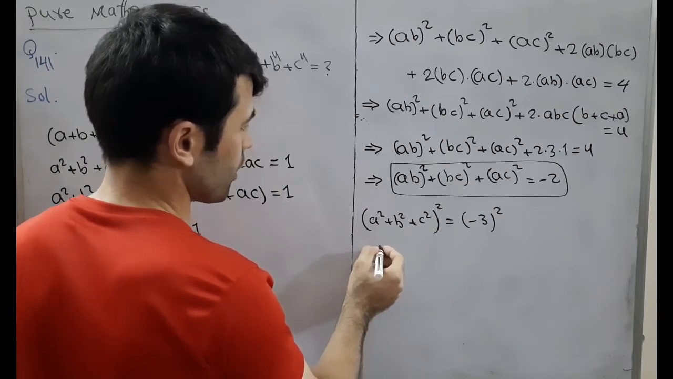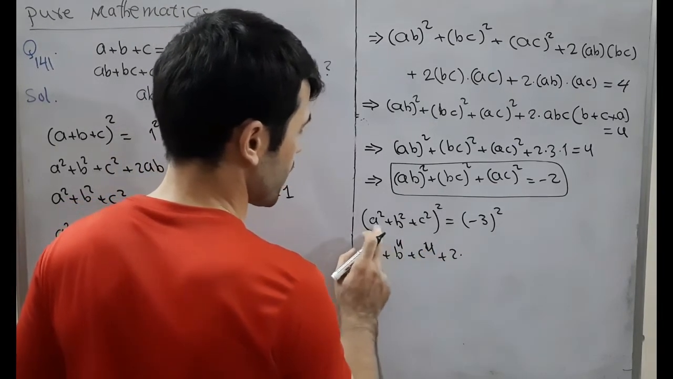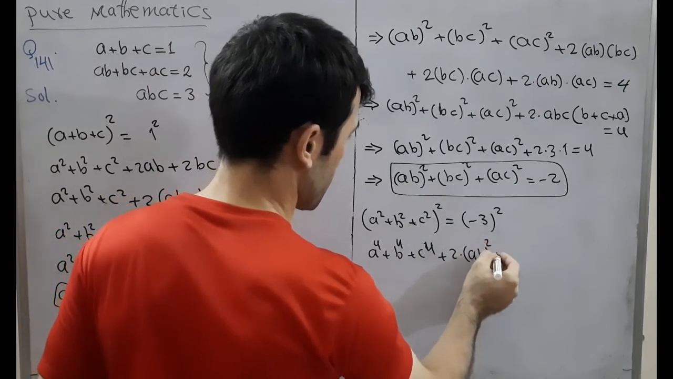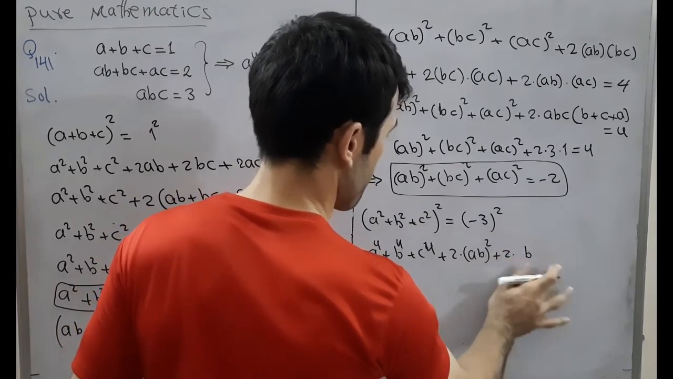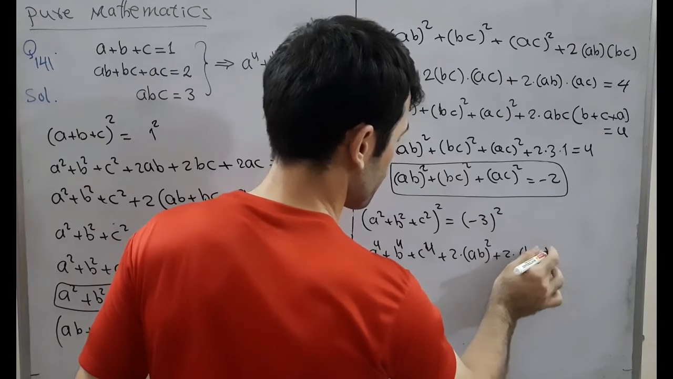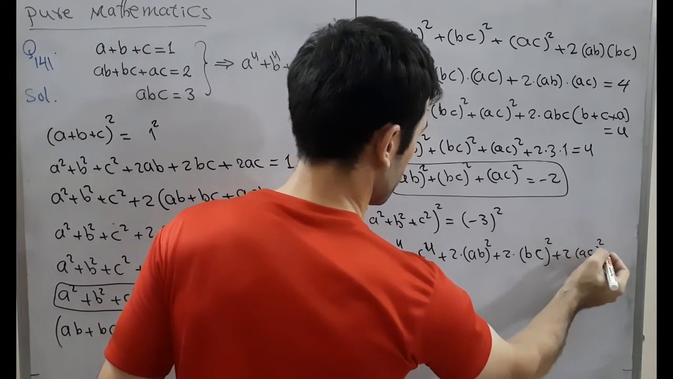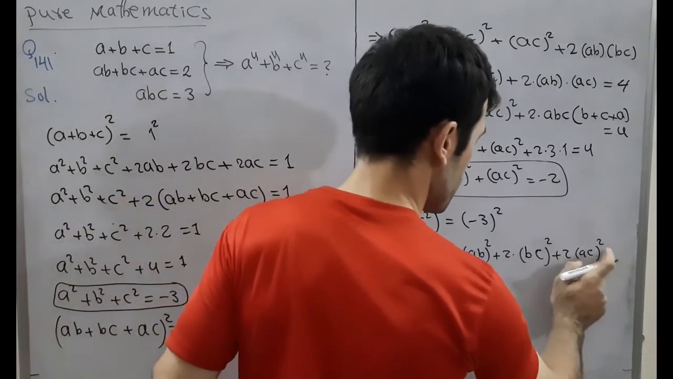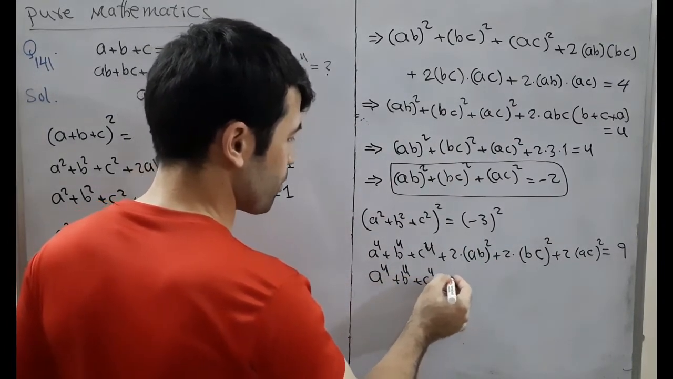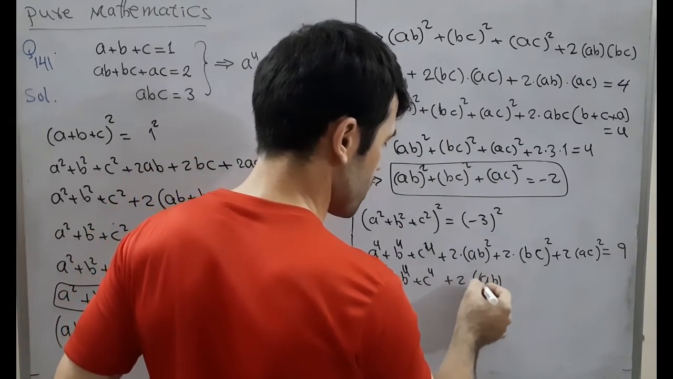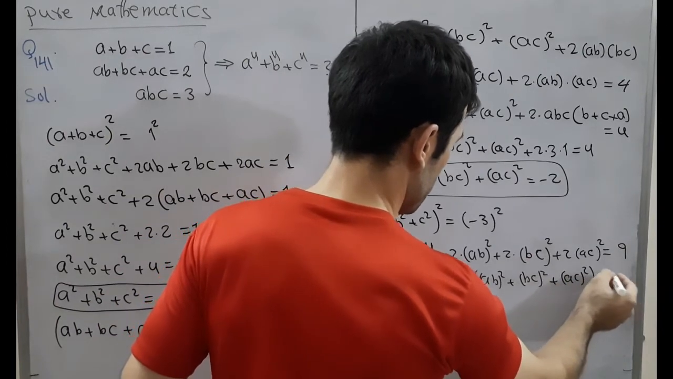Now, according to the formula, we can write a to the power 4 plus b to the power 4 plus c to the power 4 plus 2 into a square into b square, (ab) whole square, plus 2 into b square into c square, (bc) whole square, plus 2 into (ac) whole square is equal to minus 3 whole square, which is equal to 9. a to the power 4 plus b to the power 4 plus c to the power 4 plus 2 into ((ab) whole square plus (bc) whole square plus (ac) whole square) is equal to 9.